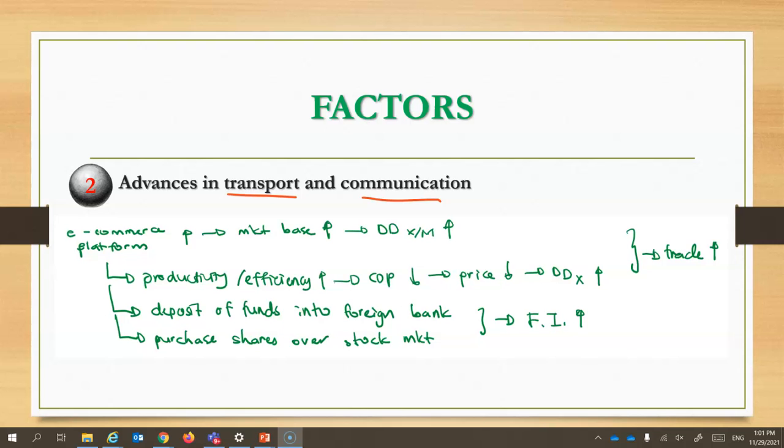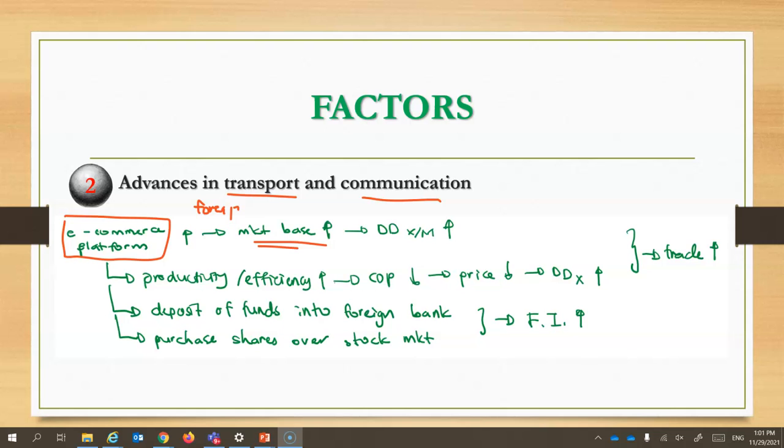For example, here I'm only using one example, which is e-commerce, as my basis to explain this. When there are more and more e-commerce platforms, as we are recording this video, it will expand a company's market base. Why? We know that if your company has an e-commerce platform, you will be exposed to more foreign customers.